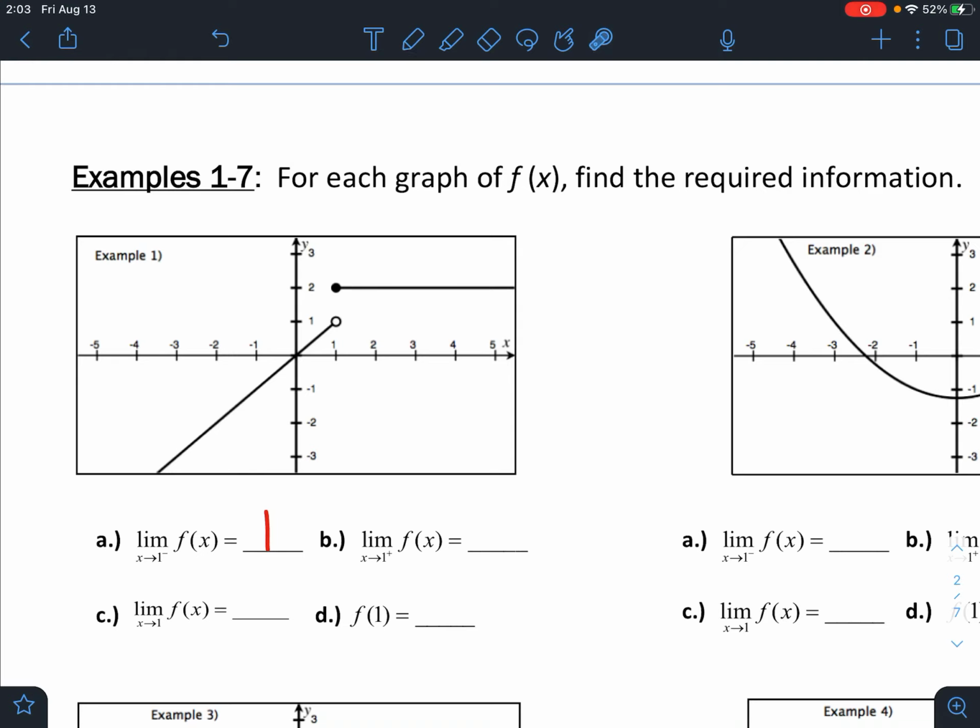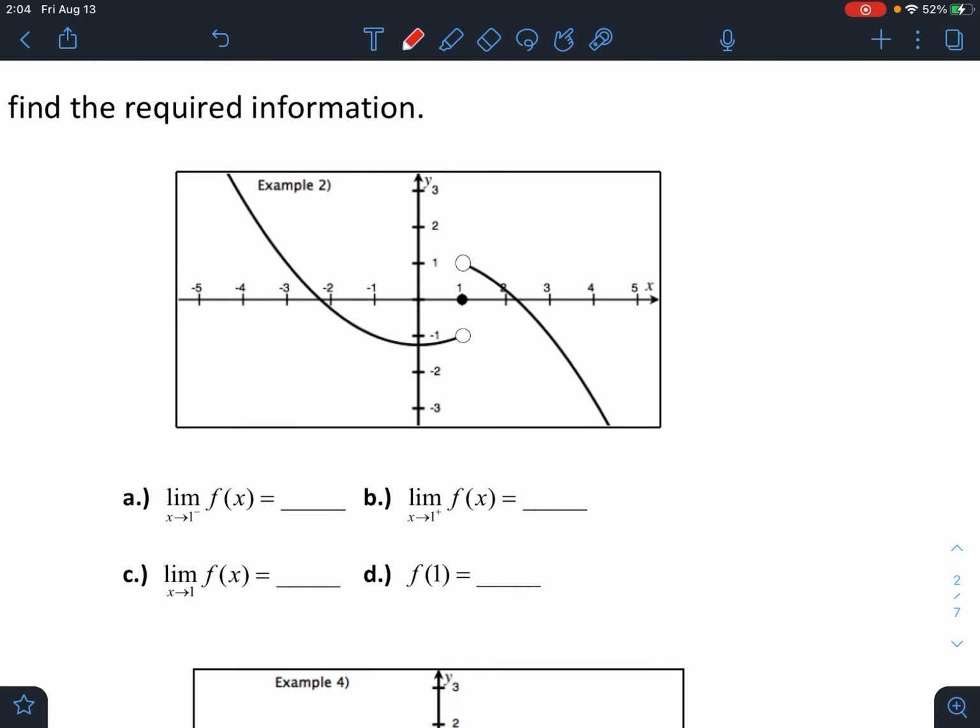B says, as x approaches 1 from the right side, so now we're going this way, what y value is the function trying to reach? And that is trying to reach this point here, which is 2. Pretty obvious that the left-hand limit and the right-hand limit at 1 do not agree. Therefore, we say the actual limit does not exist at x equals 1. And then D says, what is f of 1? So what is the y value at 1? Well, that's the filled-in circle there. So that's 2.